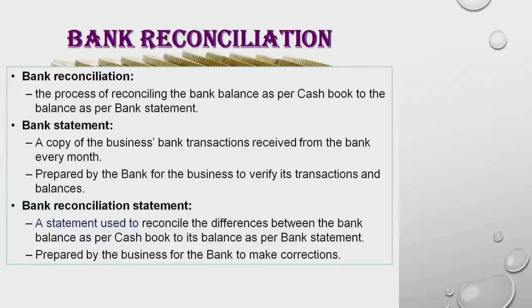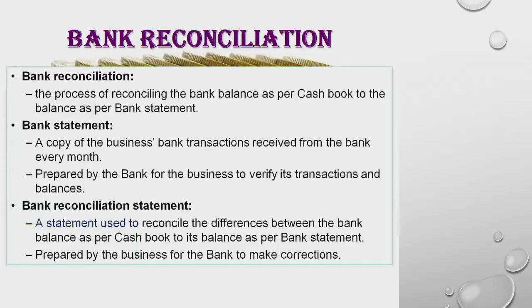We have different figures. Bank reconciliation is the process of reconciling the bank balance as per cash book to the balance on the bank statement. A bank statement is a copy of the business's bank transactions received from the bank every month, prepared by the bank for the business to verify transactions and balances. A bank reconciliation statement is a statement used to reconcile the difference between the bank balance as per cash book and the bank balance as per bank statement, prepared by the business for the bank to make corrections.